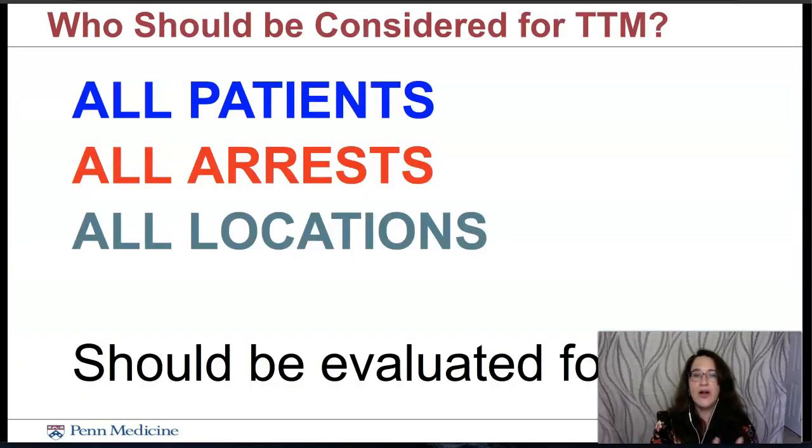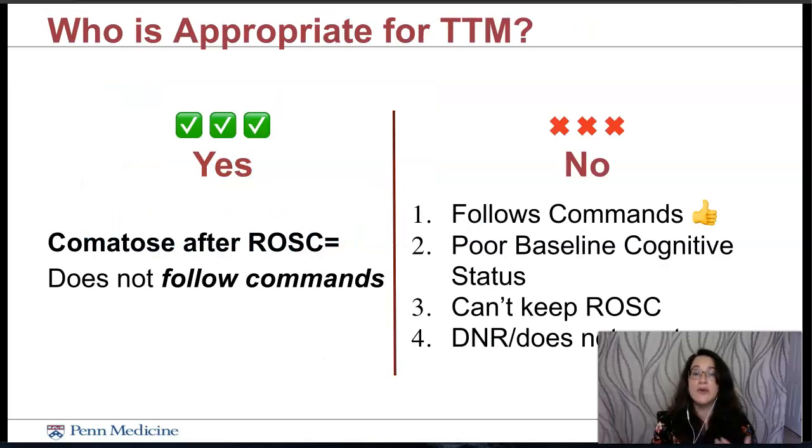And I will say that all patients, and this is what it says in the pathway, and there's research that we're not going to talk about, but in the pathway, who should be considered for targeted temperature management? And the answer is everybody. Anybody who is arrested in any location with any sort of rhythm should be evaluated for TTM. Now, who should be included and who should be excluded? Well, if you are comatose after getting back ROSC, so they're not following commands, it doesn't mean that they can't withdraw from pain or have a cough or a gag, but if they're not following commands for you, you should include them in the bucket of people that are going to get TTM.